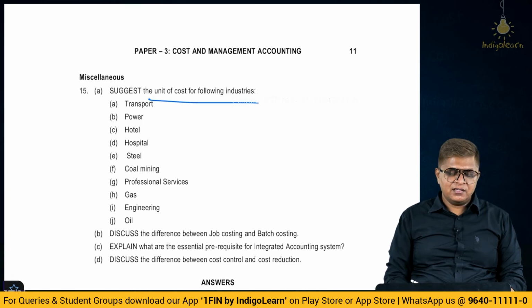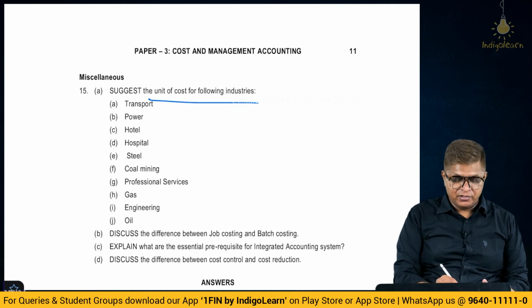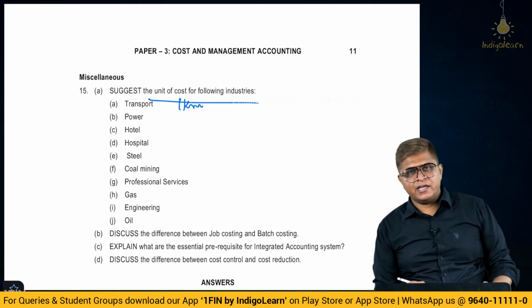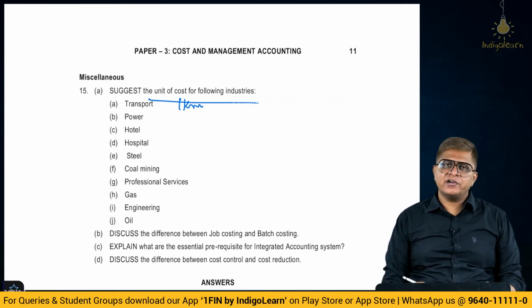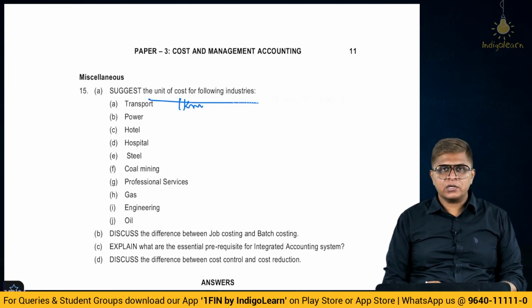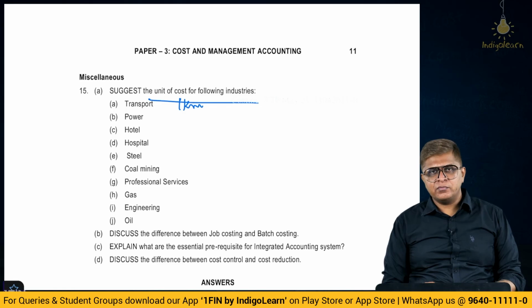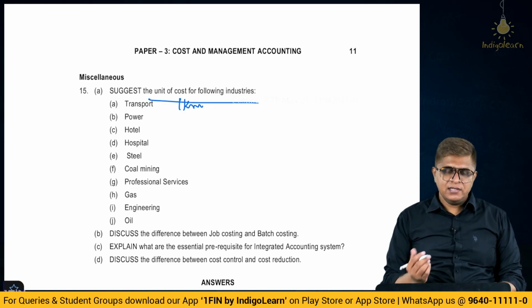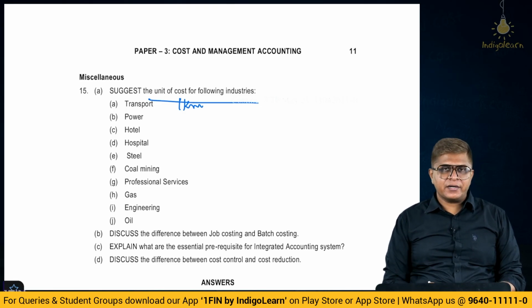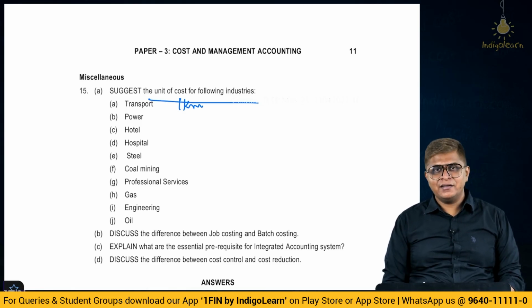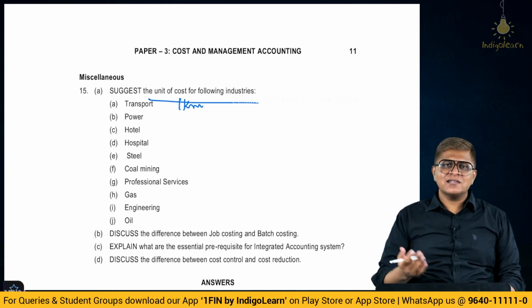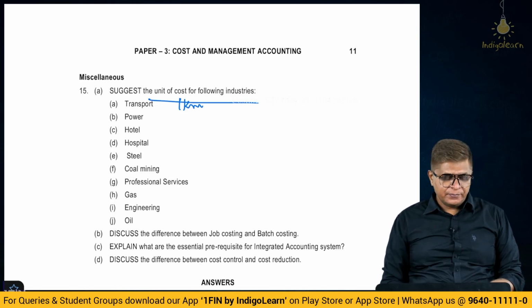So what would be the cost unit for these types of industries? Transport, it can be per kilometer, it can be passenger kilometer, or it can be per passenger. So multiple units can be used. You can give 1 or 2 examples. Power, kilowatt hours can be used. Hotel, per guest day, per room day, per guest, and so on and so forth. Hospital, per treatment, per patient, per patient per day, per bed day. So many examples you have. Give any relevant one or two.